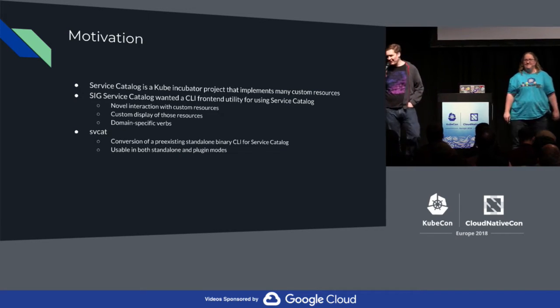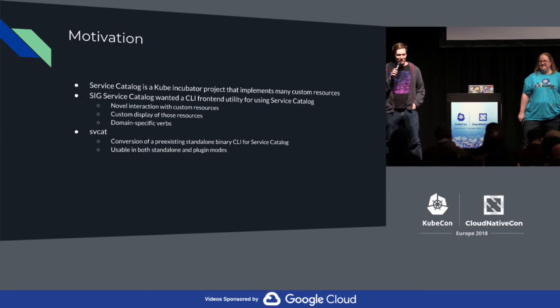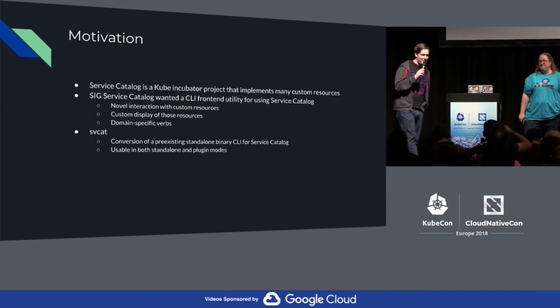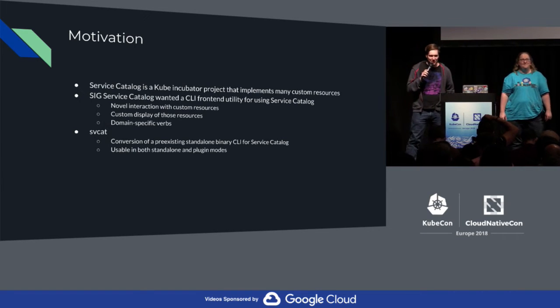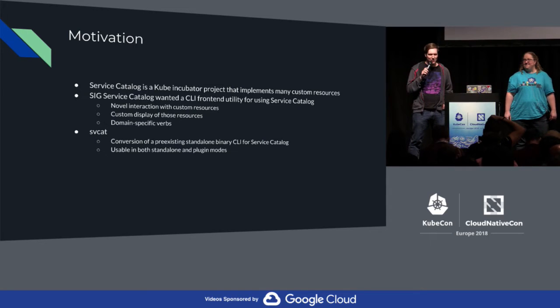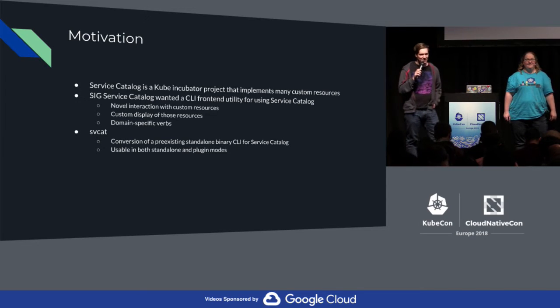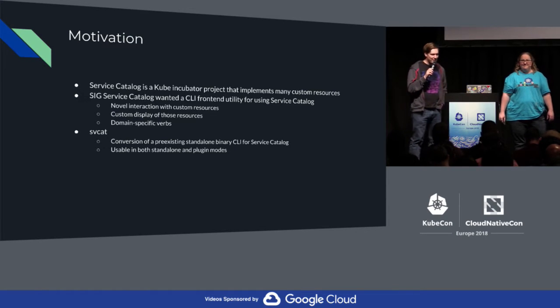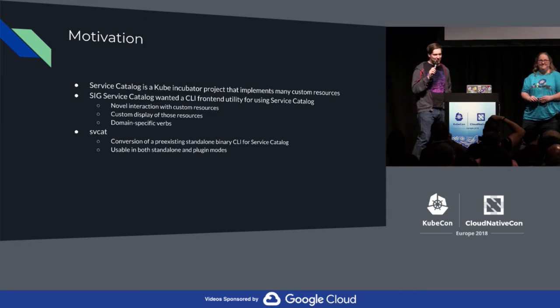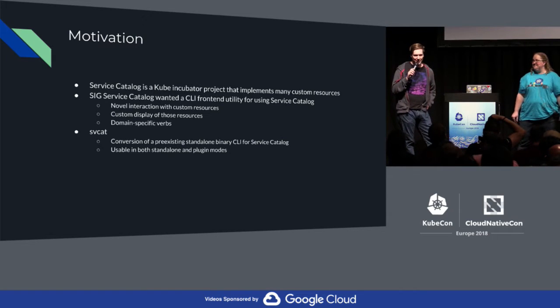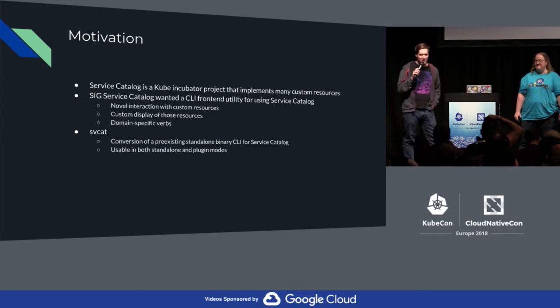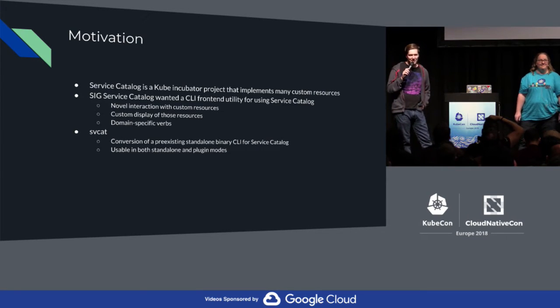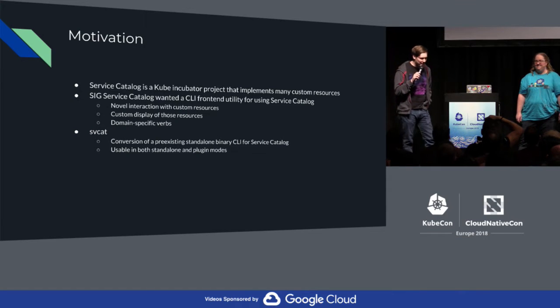Okay, so why are we here? Why should you listen to us? We both work on Service Catalog, which is an extension project for Kubernetes. As an extension project, it implements a whole bunch of custom resource types, and it's kind of an older project, so it existed before CRDs were even a thing. So we have our own API server, our own resource types, our own controller, and it can be kind of cumbersome to interact with our resources using just kube create, kube edit, kube apply. So we wanted to implement some interface that people could use to talk to Service Catalog.